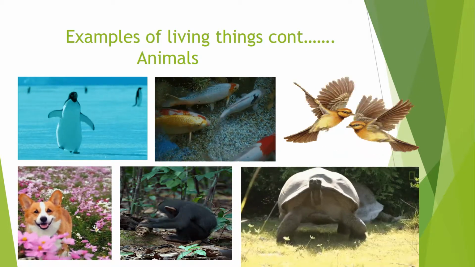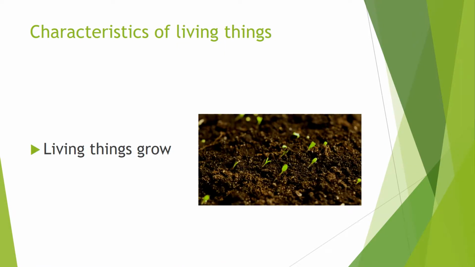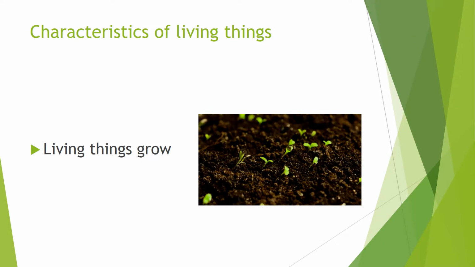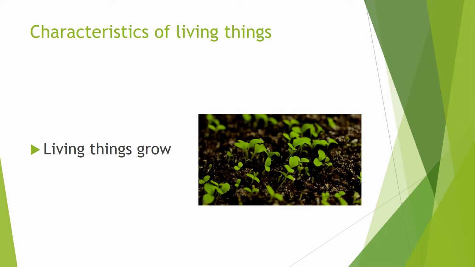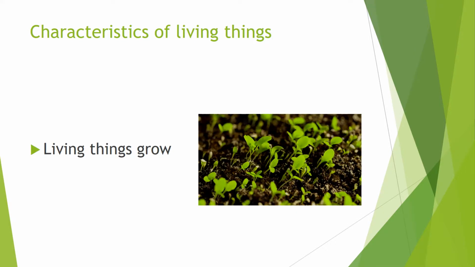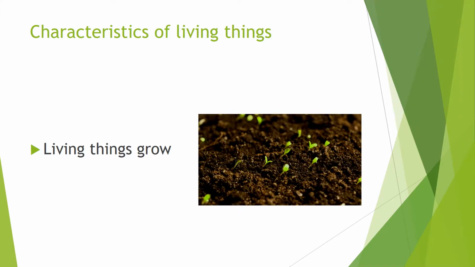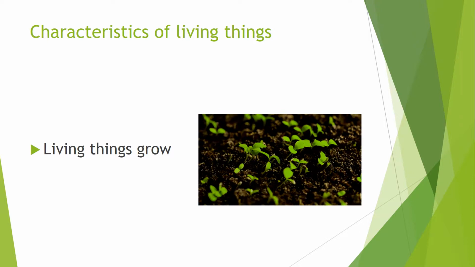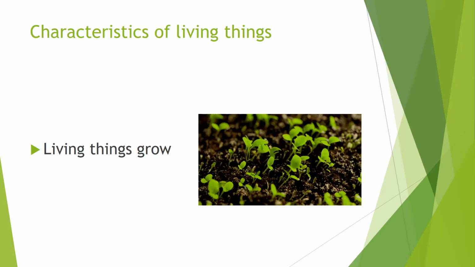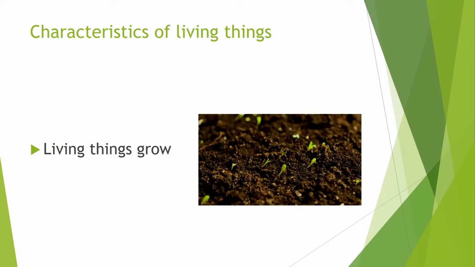Well, let's move on. We want to see what are the characteristics of living things, or what living things need in order for them to stay alive. As we can see from this picture, living things grow. When you plant a seed, it will grow into a plant. So even people grow. They start from babies and then they grow to adulthood. So this shows that living things grow.